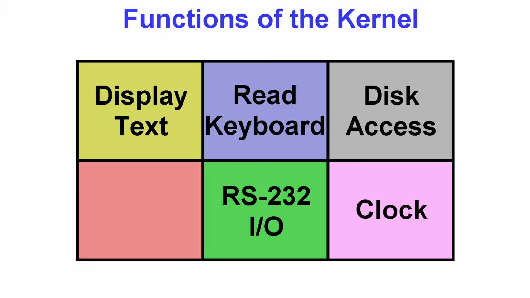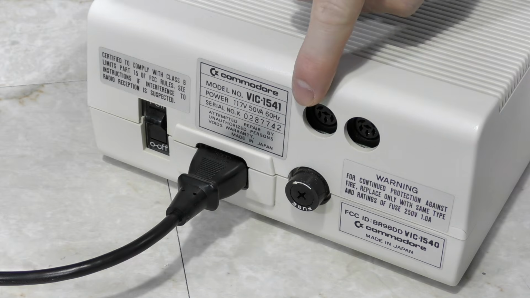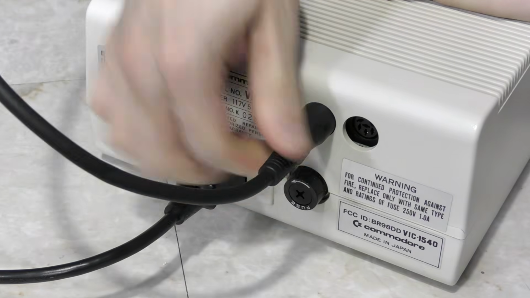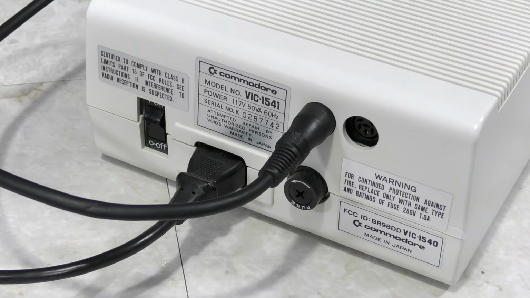I'm going to replace this with an SD card, which will be the default device for loading and saving. But I still wanted to include the IEC disk drive port so that you can attach old disk drives if you want, or even an SD to IEC, but these will be optional.